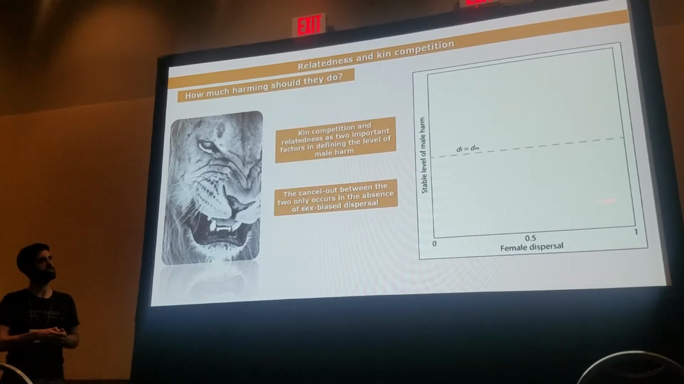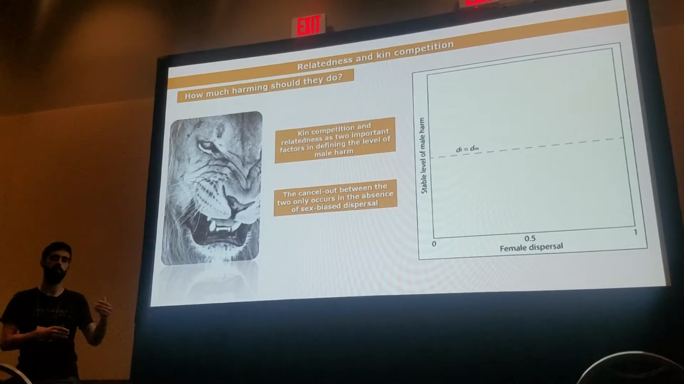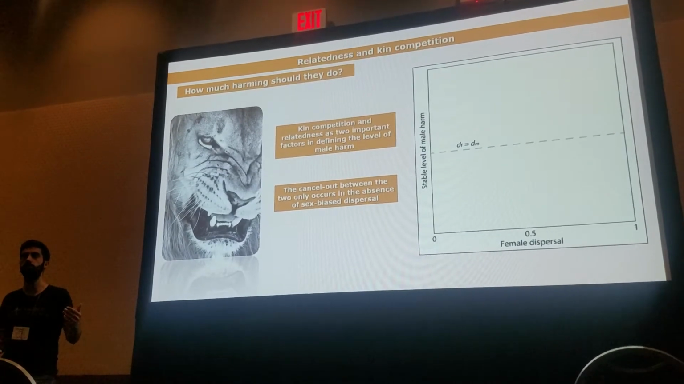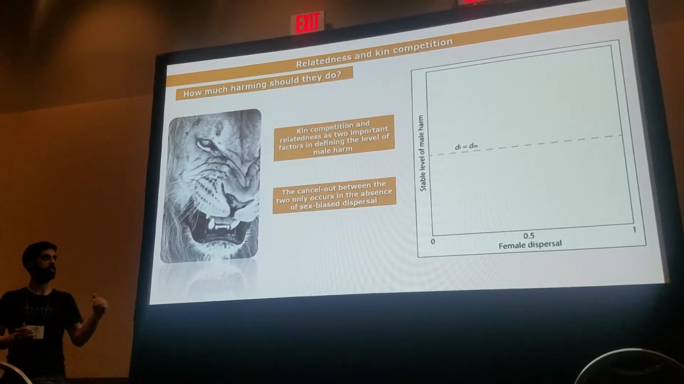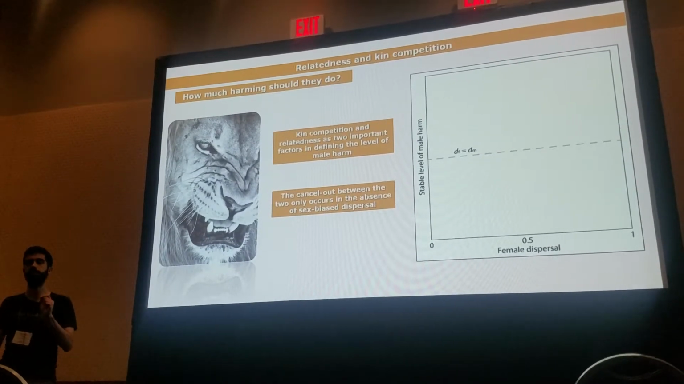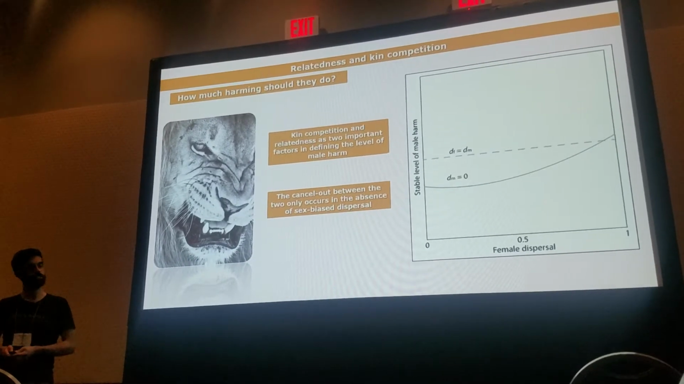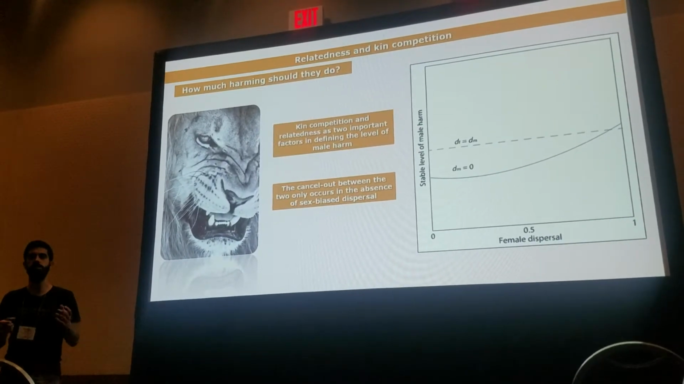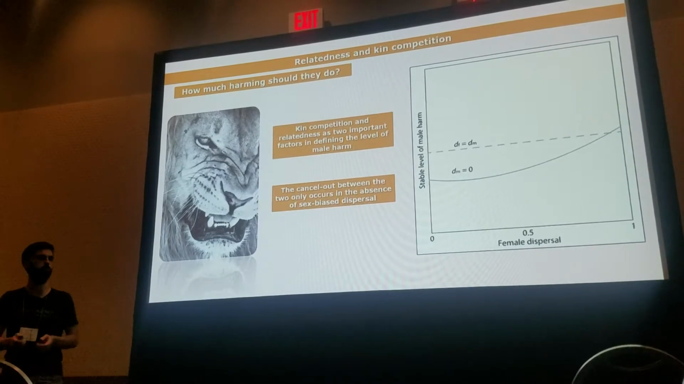As we reduce dispersal, we are increasing relatedness, meaning that the level of male harm should go down, but we are also increasing kin competition, and kin competition increases the level of male harm. So when the dispersal rates are exactly the same, these two factors cancel each other out, and we get this result. But when we have sex-biased dispersal, in this case female-biased dispersal, this no longer happens. There is a disentanglement between relatedness and kin competition.